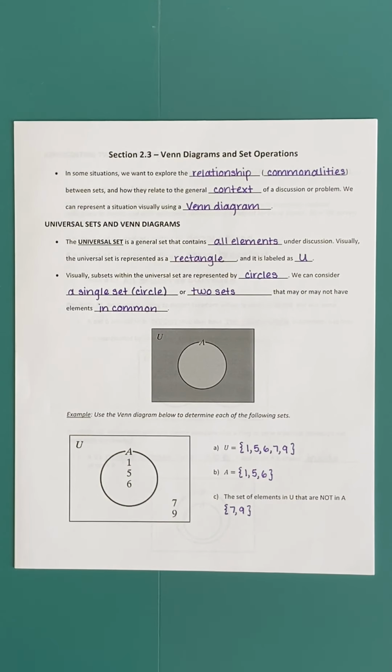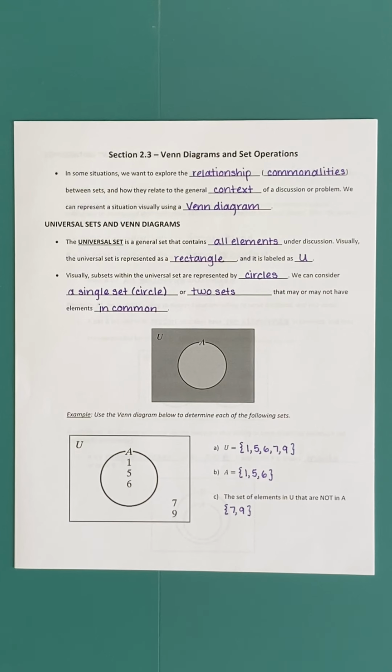Okay, so in many situations, we want to explore the relationship, in other words, the commonalities between sets. Also, we want to think of how they relate to the general context of a problem. Think of them as being somehow within the context of something else. So when we look at our individual sets, think of them as further groupings within the bigger picture. What we're going to do here is represent the individual sets and the bigger picture using what we call a Venn diagram.